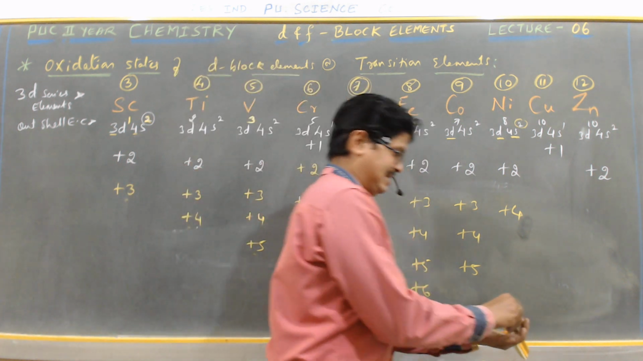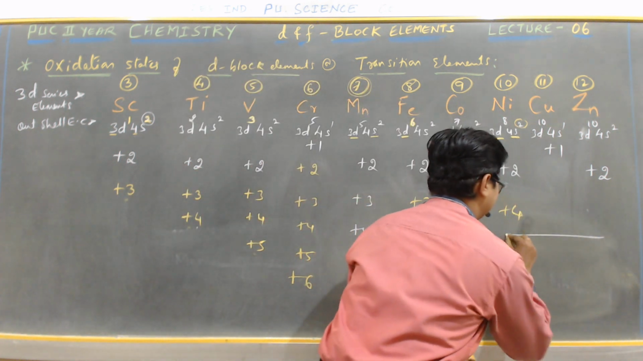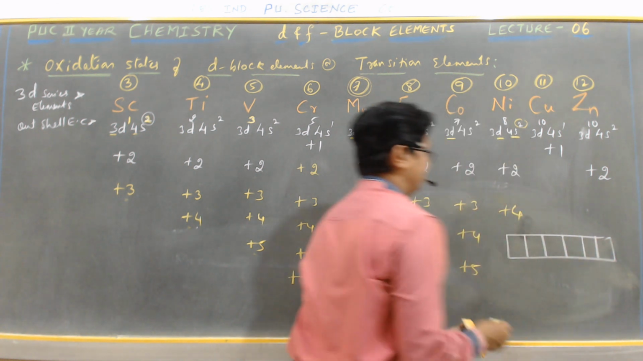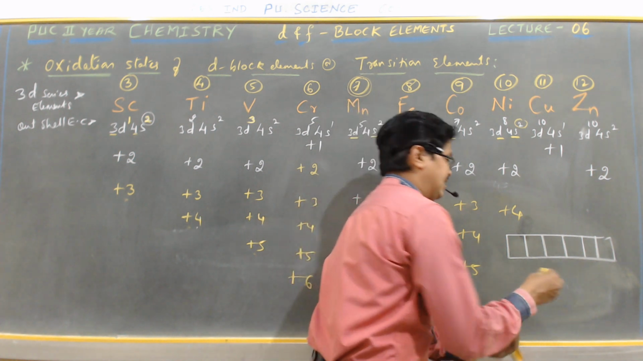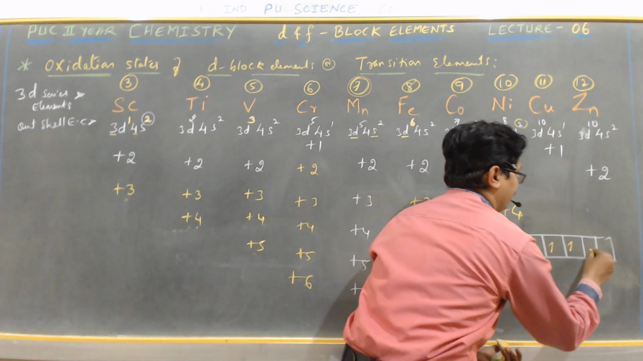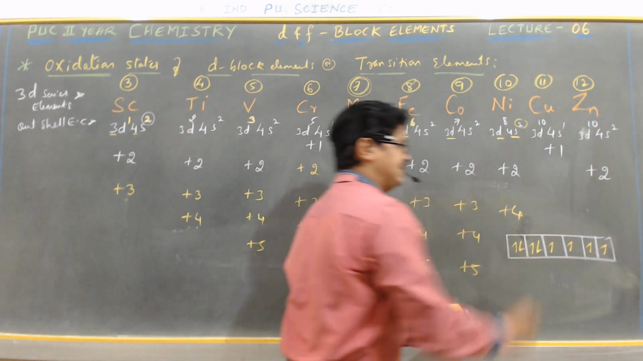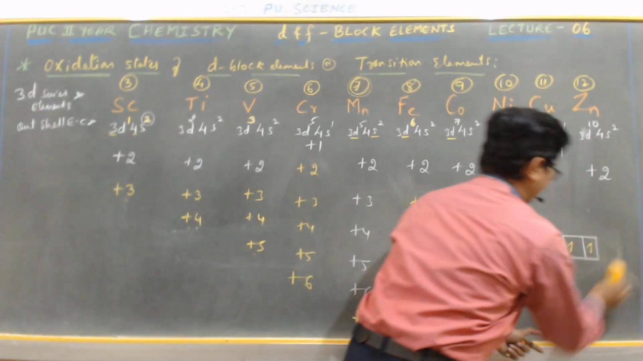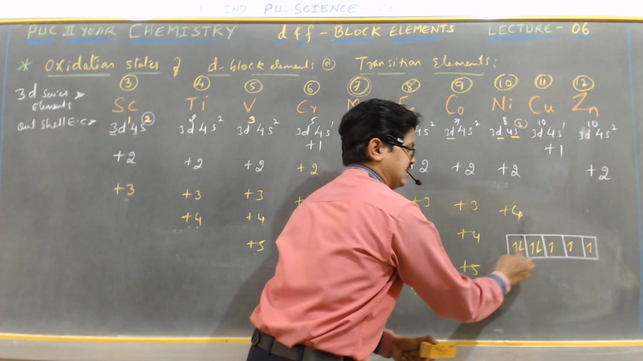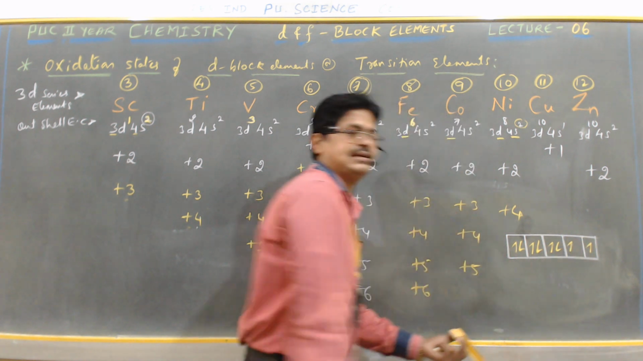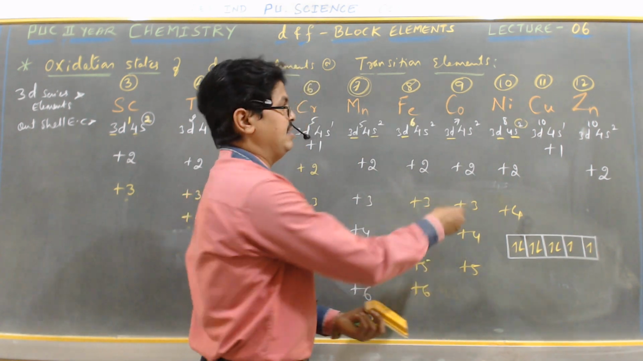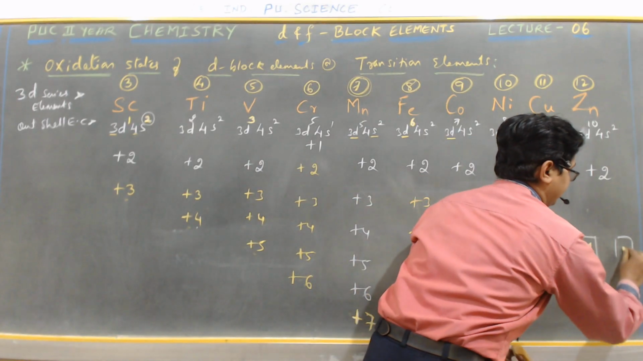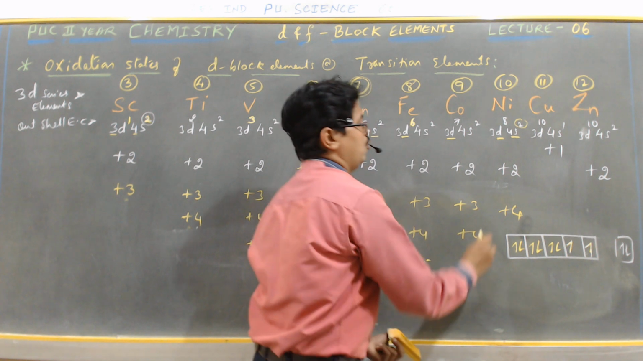Hope you are getting it. Let me clarify here. Think of the d orbitals as 1, 2, 3, 4, 5. d8 means let me fill the electrons: 1, 2, 3, 4, 5, 6, 7, 8. See how many unpaired electrons are there in nickel? Only 2 unpaired electrons. The s orbital contains 2 electrons. 2 plus 2 is 4. That is what I have written here.